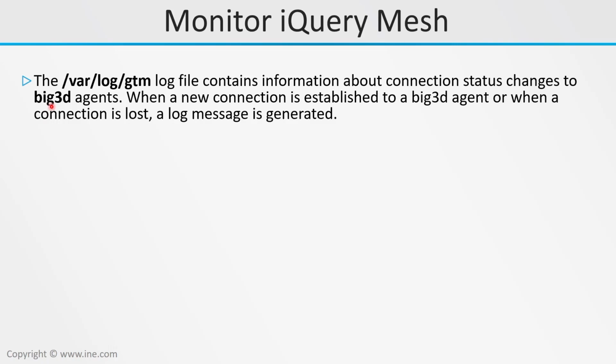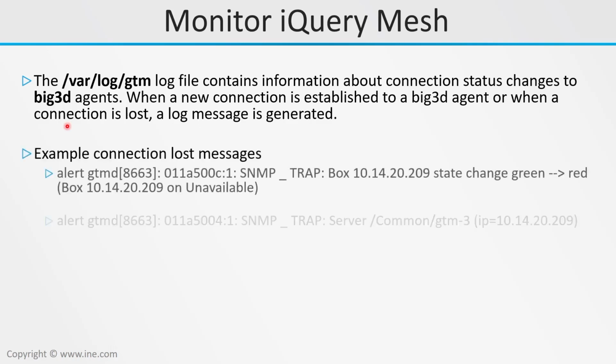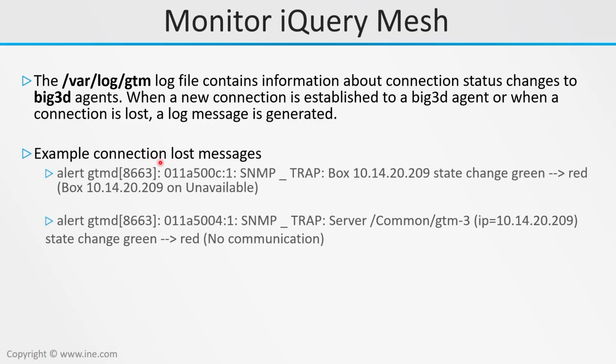And remember, this was an important agent used to discover and listen to that sync group when we're actually getting statistics for iQuery. So it reports on connection loss status, connection generated, if it's established. So we'll look at a couple examples of a lost message.